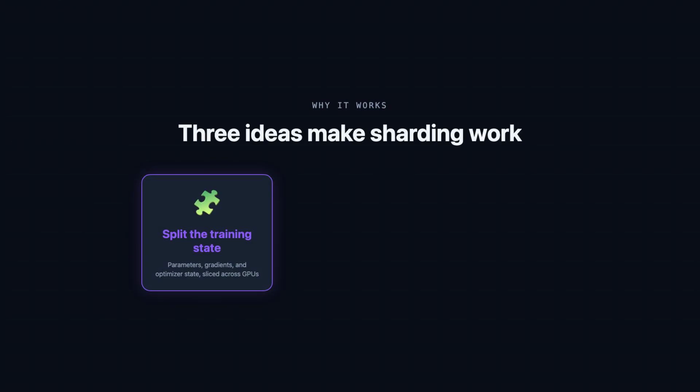Boil it down, and three ideas make Sharding work. It splits the parameters, gradients, and optimizer state across many GPUs. Rather than every device carrying a full copy, each one holds only its fraction, so the combined memory of the whole cluster becomes the real limit on model size.